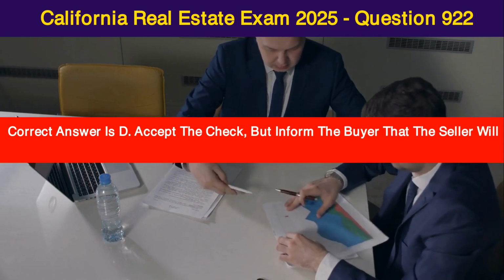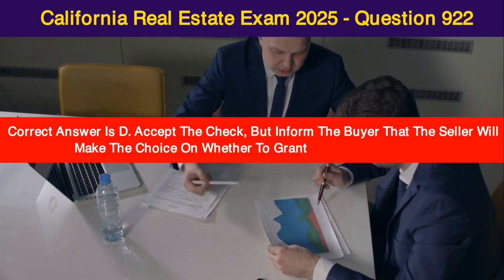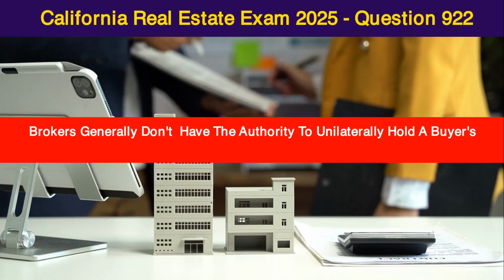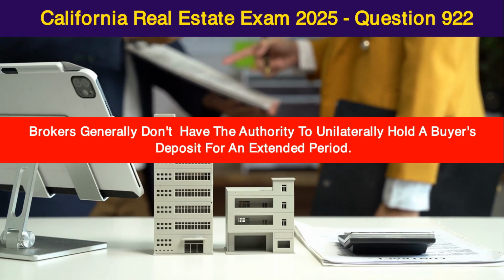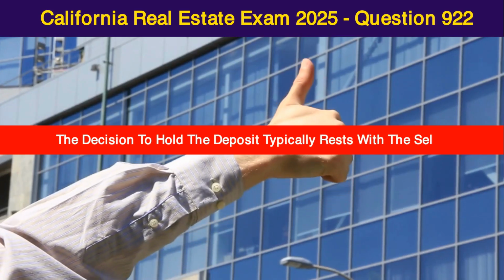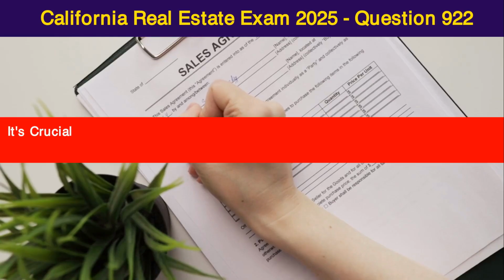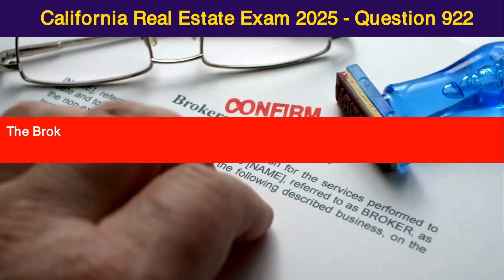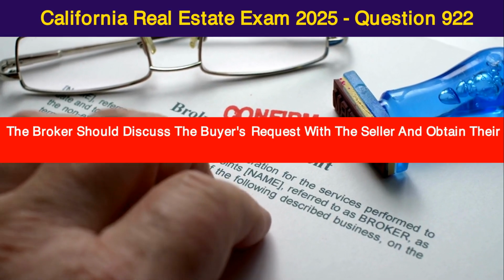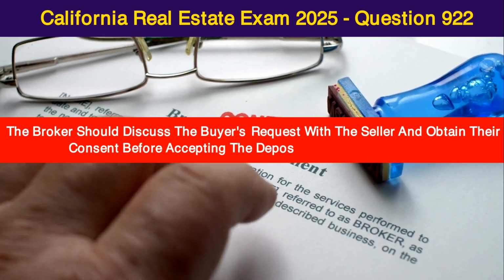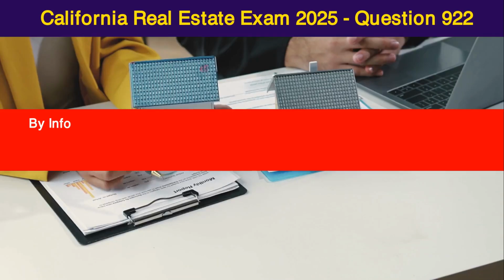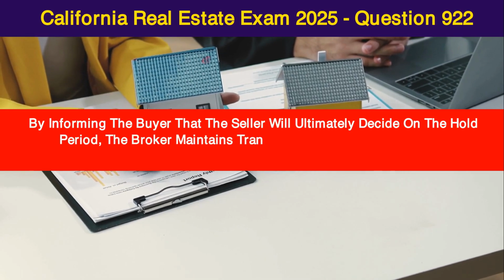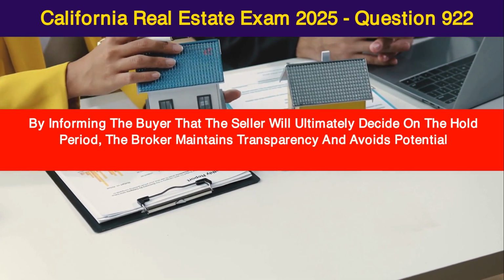Accept the check, but inform the buyer that the seller will make the choice on whether to grant the requested hold. Brokers generally don't have the authority to unilaterally hold a buyer's deposit for an extended period. The decision to hold the deposit typically rests with the seller. It's crucial to have a clear understanding with the seller regarding the holding of the deposit. The broker should discuss the buyer's request with the seller and obtain their consent before accepting the deposit with the 60-day hold. By informing the buyer that the seller will ultimately decide on the hold period, the broker maintains transparency and avoids potential misunderstandings.